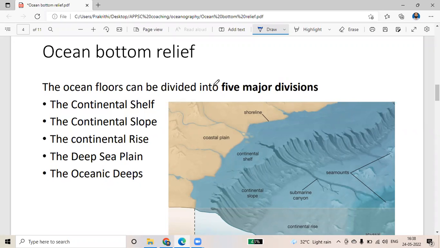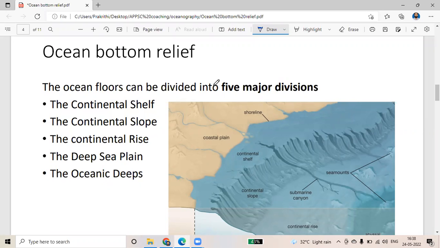Then the deep sea plain, or the abyssal plain, has almost all the features: the mountains, the gorges, the hills, the ridges, everything you can see in the deep sea plain region. Even though in general it looks like a plain region, many physiographical features are visible in the deep sea plain area. Then come the oceanic deeps. So, the deep sea plain and the oceanic deep.